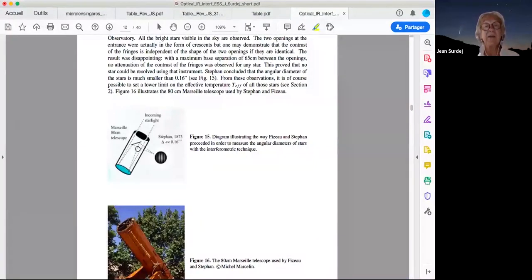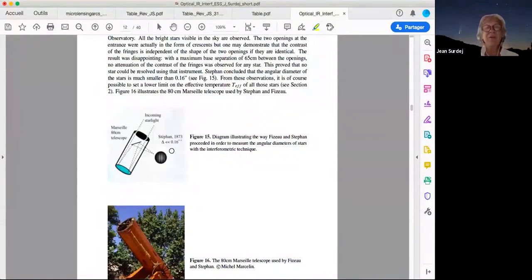So they did that experiment, Stéphan and Fizeau, and the angular separation of the stars they could have resolved, for a 65 centimeter baseline between the 2 slits, is about 0.16 arc second. So this is a sub-arc second separation, and they observed all the bright stars in the sky, one after the other, hundreds of stars, and they never saw a change in the contrast of the fringes, which means that all the stars have an angular diameter smaller than 0.16 second of arc.